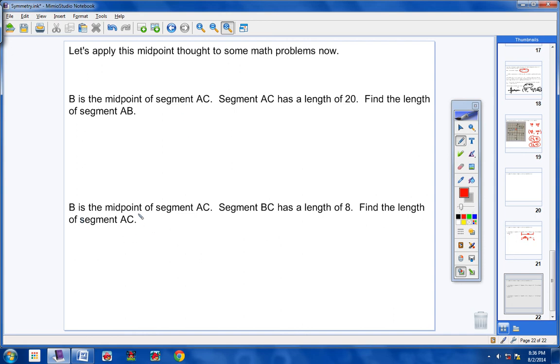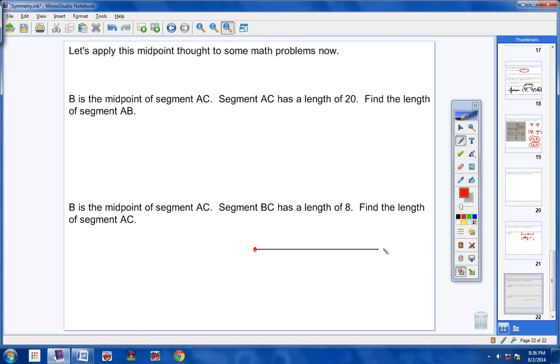B is the midpoint of segment AC. Segment BC has a length of 8. Find the length of segment AC. This will be a little difficult, or a little different, excuse me. I don't think it'll be difficult.